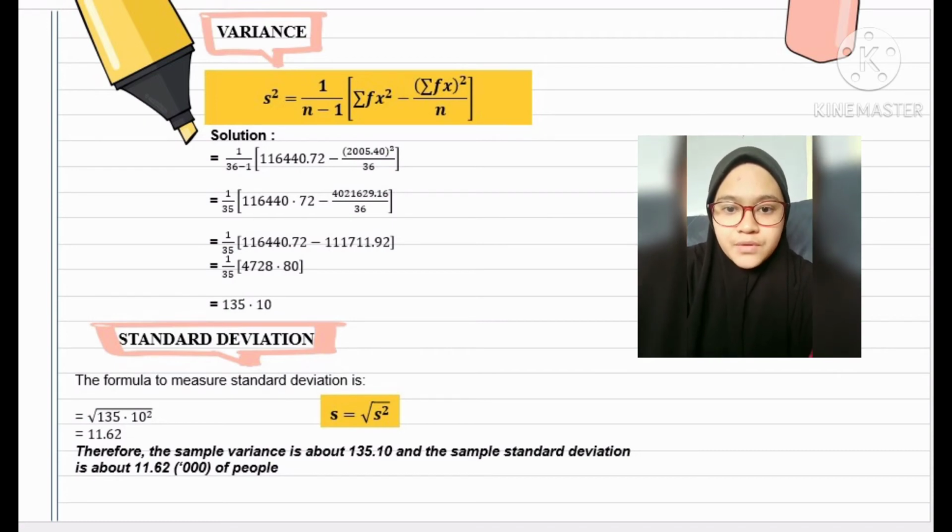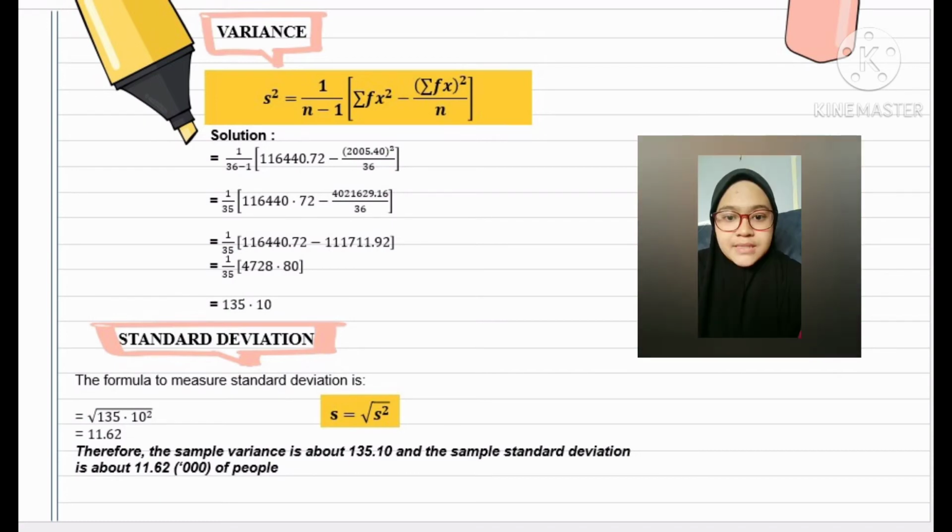And lastly, for standard deviation, the formula to measure standard deviation is highlighted in the slide. After we do the solution, we get 11.62. Therefore, the sample variance is about 135.10 and the sample standard deviation is about 11.62 thousand of people. Okay, that's all from me and thank you.